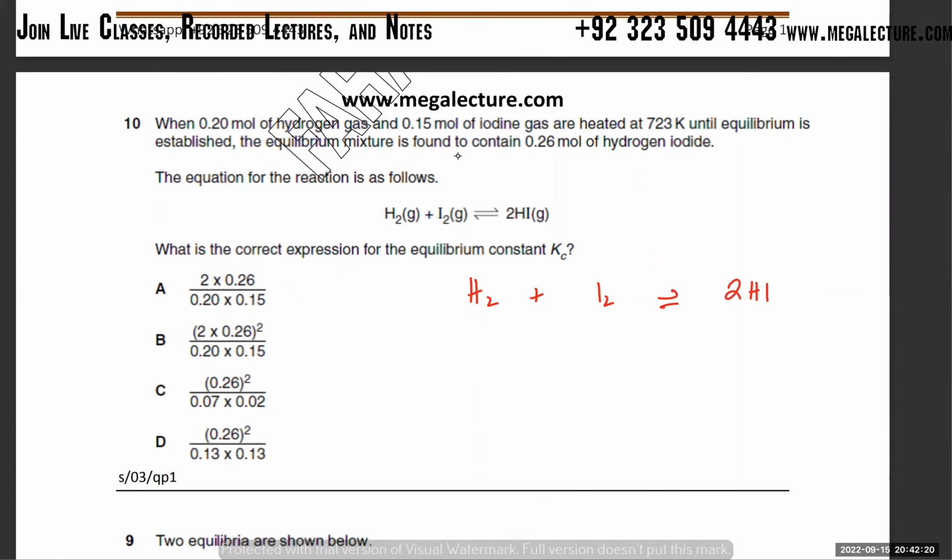So what are the initial moles given to you? You're given 0.2 moles of H2 and 0.15 moles of iodine, and you're given 0.26 moles of HI. I messed it up. Initially, what does the question read? It says 0.2 moles of hydrogen and 0.15 moles are heated. So you just have these two. You don't have any HI initially. That formed later. Once the equilibrium was established, the equilibrium mixture is found to contain 0.26 moles of HI.